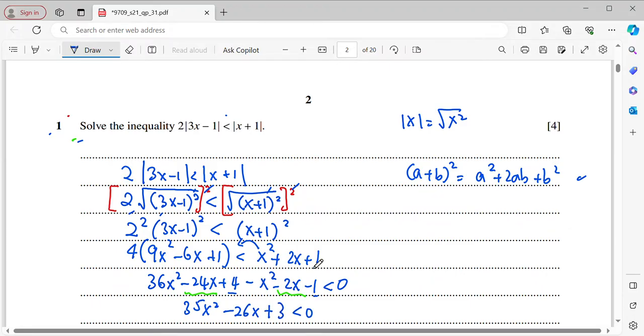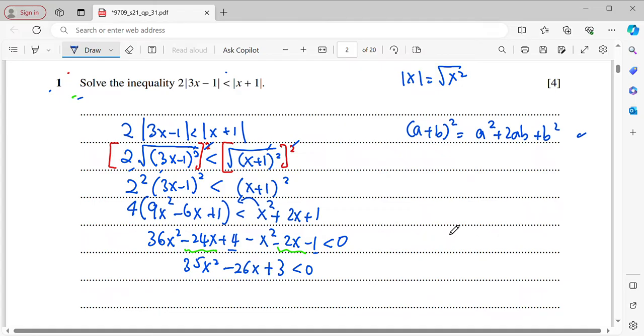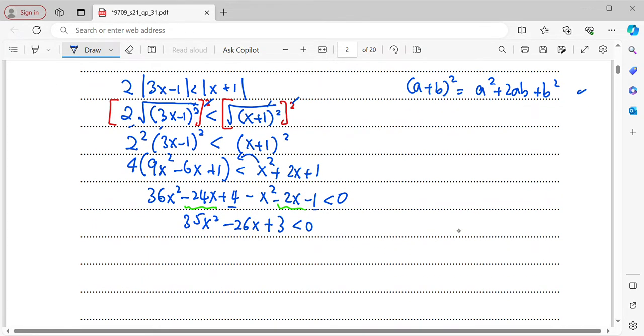So this is the quadratic inequality that we are going to solve. Now, this quadratic function can be factorized into 2 linear factors. The first one is 5x minus 3, and the second is 7x minus 1, and it is less than 0. So when I let each factor be 0, I will be getting 3 over 5, and the other one is 1 over 7.